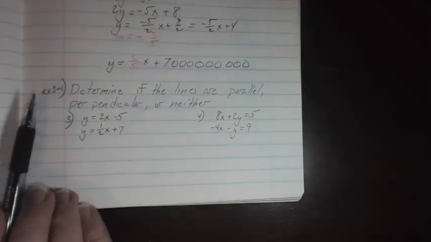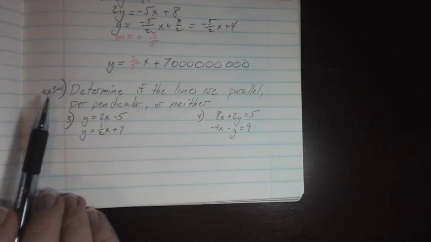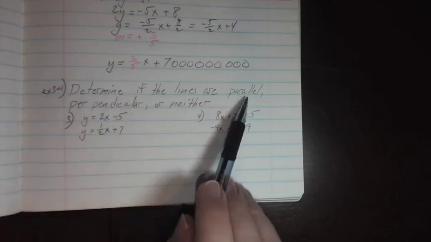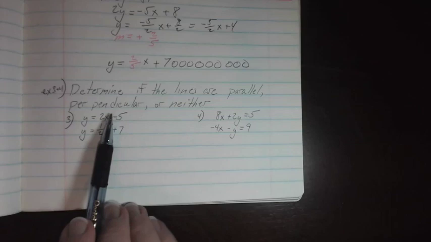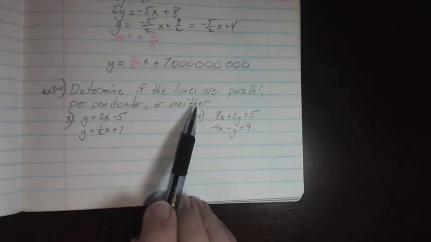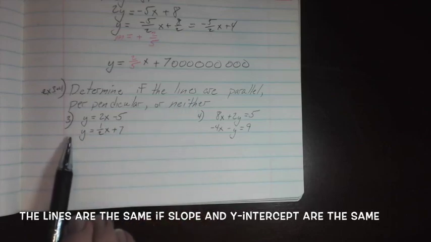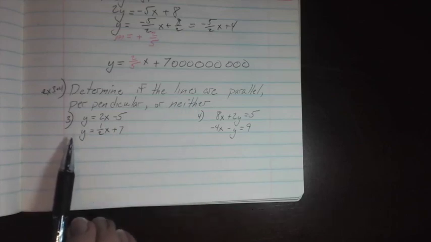Let's take a look. So, our last two examples. We're going to determine if the lines are parallel, perpendicular, or neither. Parallel means the same slope, perpendicular means negative reciprocal slopes, and neither are any two slopes otherwise. Let's take a look. So, here we have these two examples. You might want to pause the video and write them in.